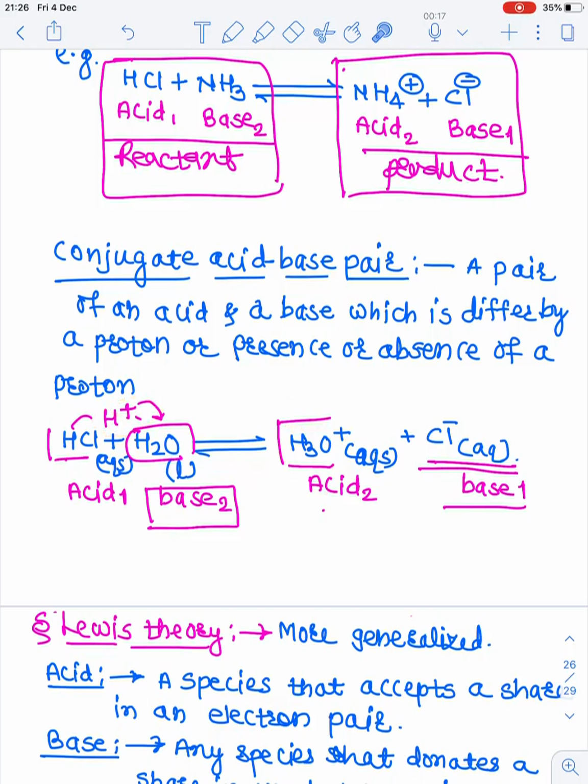Now suppose this HCl is an acid, then its base is the Cl negative ion, because it has been produced from HCl. Whenever HCl donates a proton, a base is produced. Therefore this is acid 1 and this is base 1. Therefore we can say that this is the conjugate acid base pair.